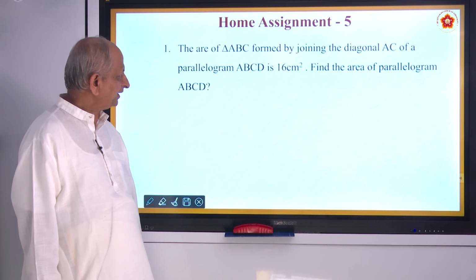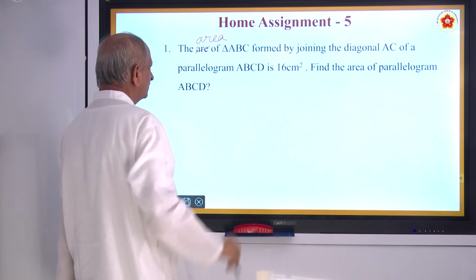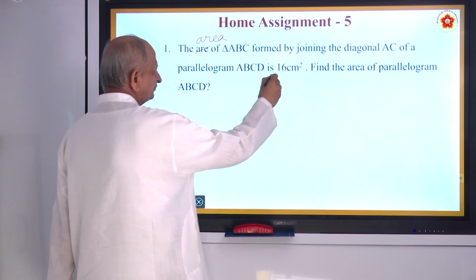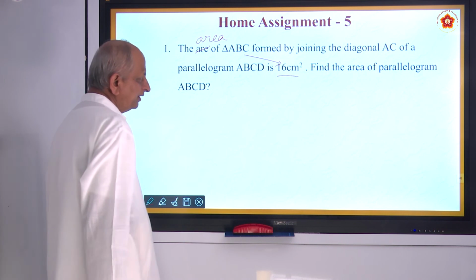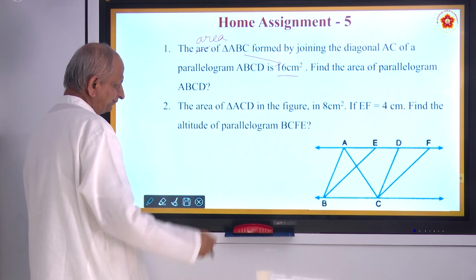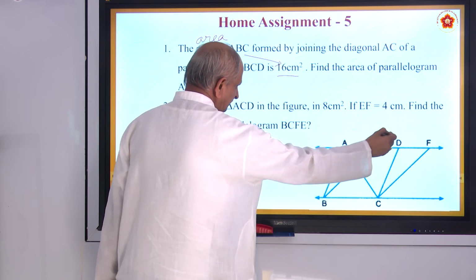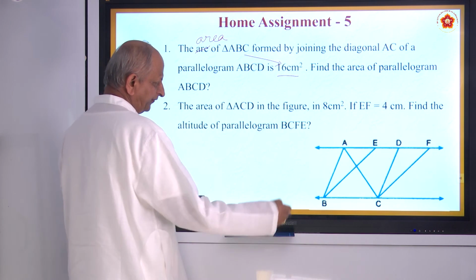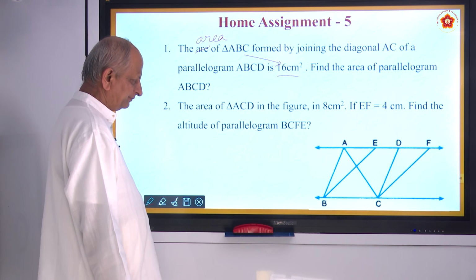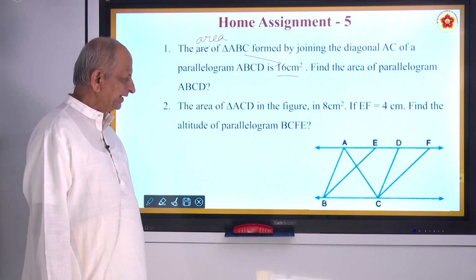The area of triangle ABC, please write down area, triangle ABC formed by joining diagonal AC of a parallelogram ABCD is 16. So, area of triangle ABC is 16. Find the area of parallelogram ABCD. Second question. Area of triangle ACD is given to be 8. EF is 4. Find the altitude of the parallelogram BCFE. Okay. So, that is the second question.